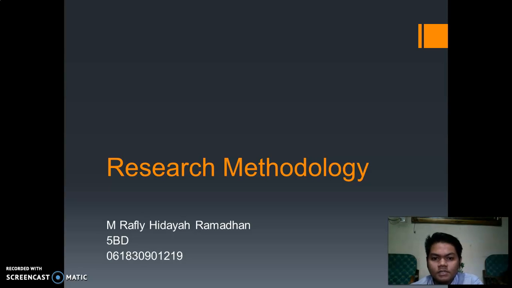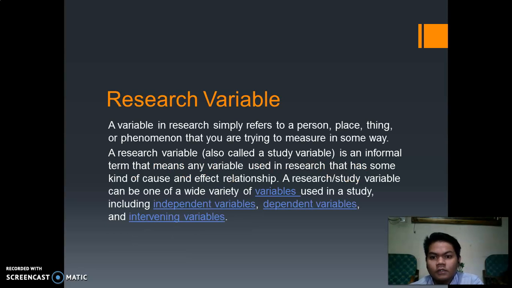Okay, research methodology. Research variable. The definition of a research variable is a variable in research that simply refers to a person, place, thing, or phenomenon that you are trying to measure in some way. A research variable, also called a study variable, is an informal term that means any variable used in research that has some kind of cause and effect relationship.